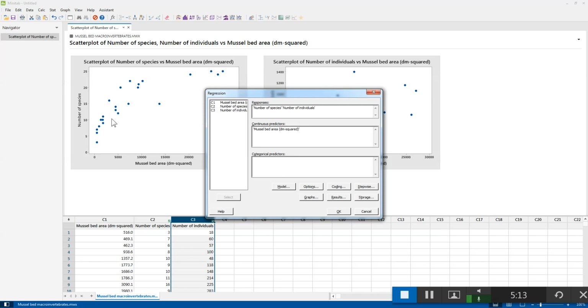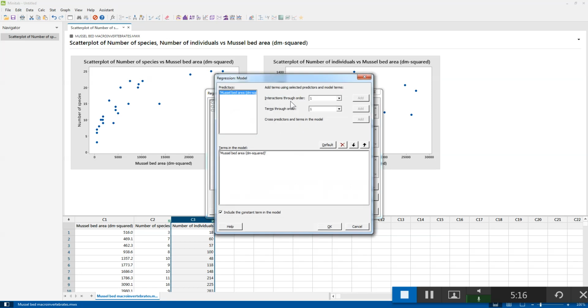So because I've got this curvy relationship, I need to go into model, and I need to then put in this quadratic term.